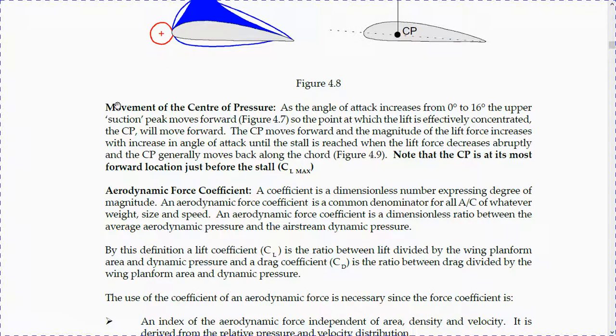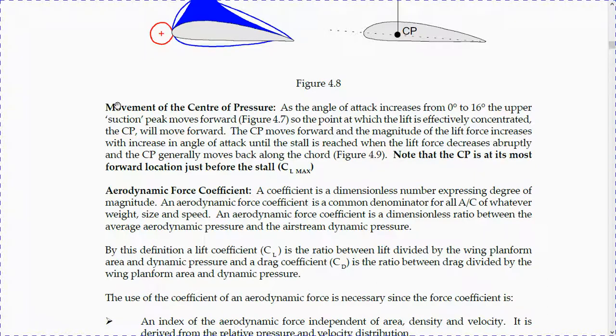Now let's talk about how it moves. As the angle of attack increases from 0 to 16 degrees, the upper suction peak moves forwards. So the point at which the lift is effectively concentrated, the center of pressure, will move forwards. The center of pressure moves forwards, and the magnitude of the lift force increases with increase in angle of attack until the stall is reached, when the lift force decreases abruptly and the center of pressure generally moves back along the chord.